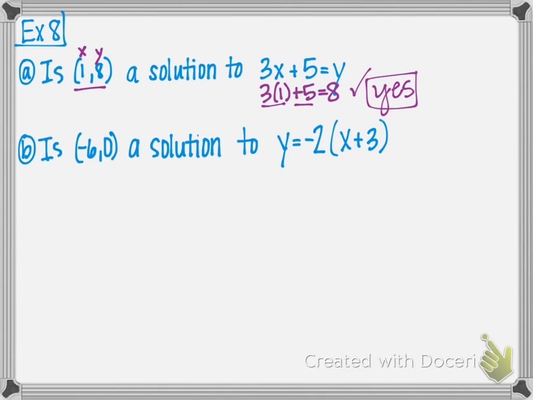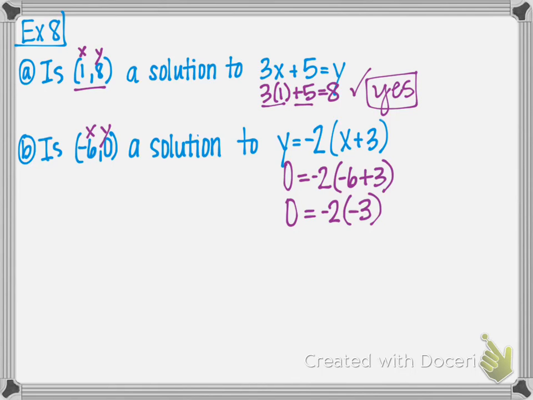B is this point a solution to this equation? So again, you're going to plug the first number in for x and the second number in for y. So when you evaluate, you get 0 equals -2 times -6 plus 3, which is going to be -2 times -3, which is +6, but it's not 0, so the answer to this part is no. This point does not lie on this line. This point is not a solution to this equation.